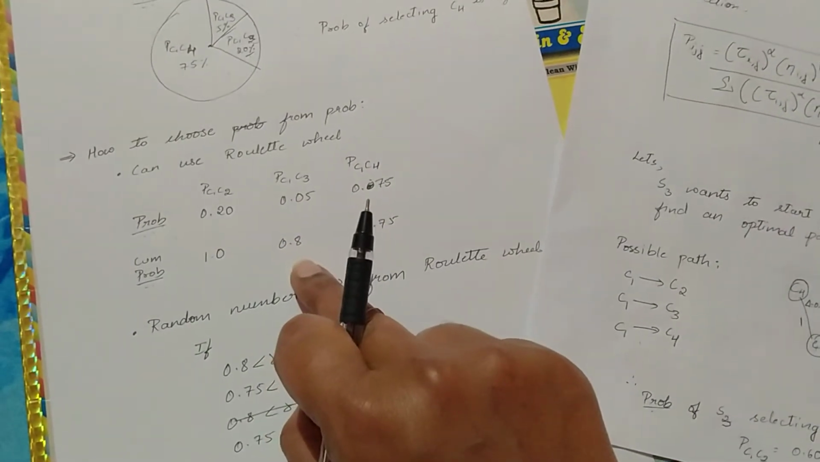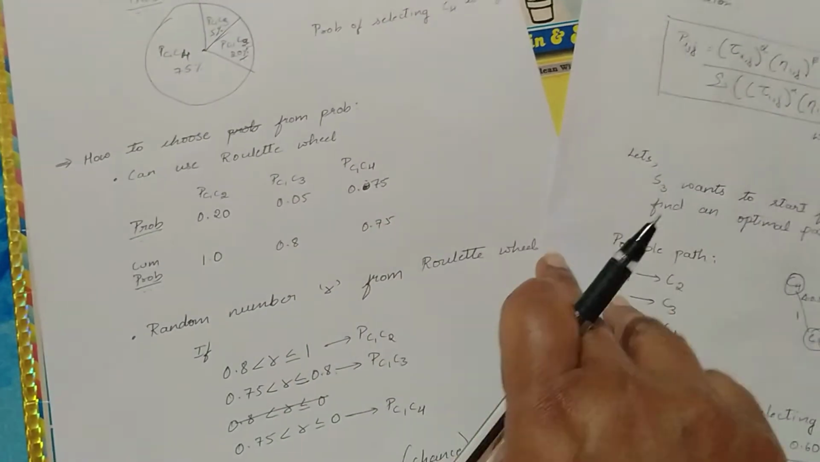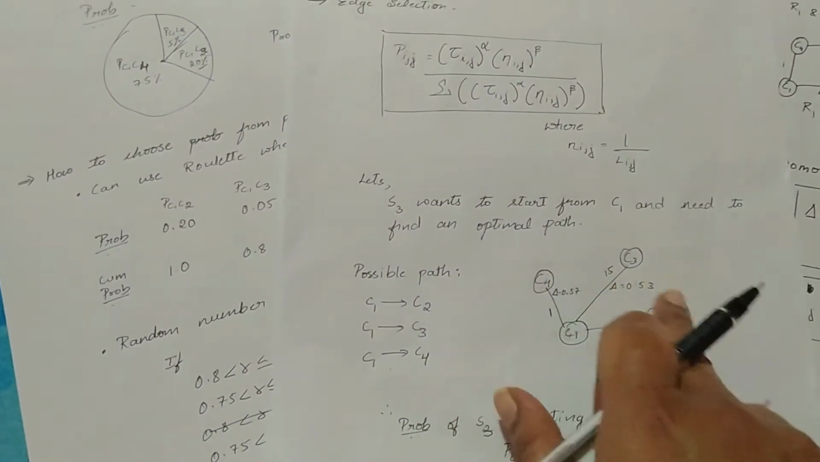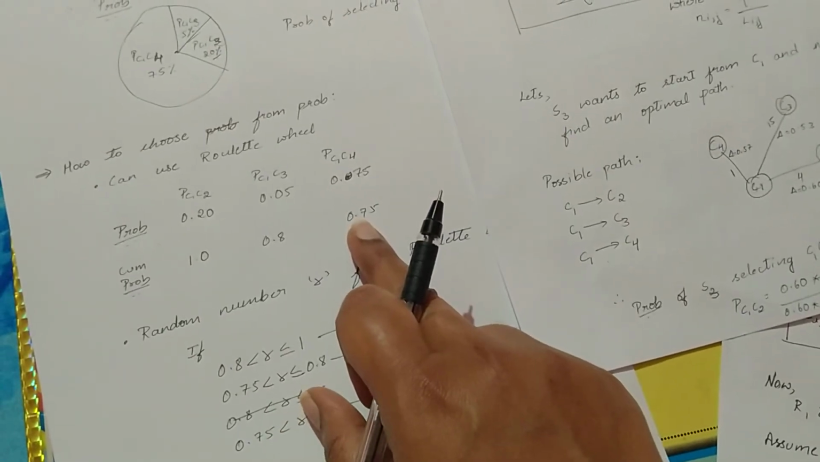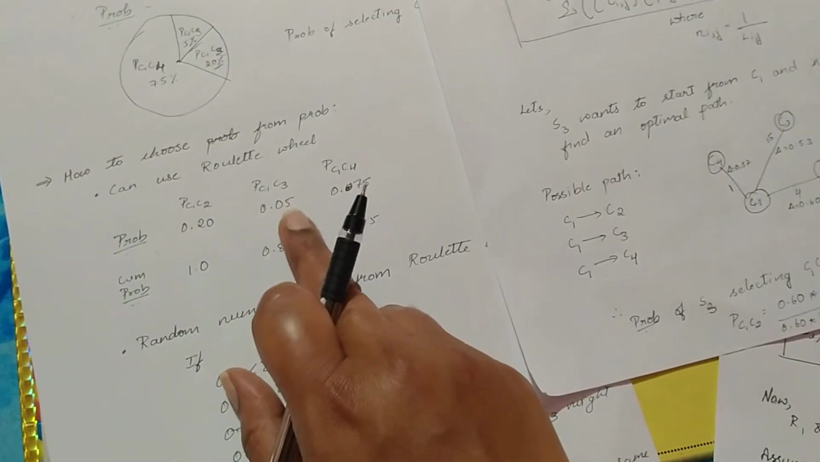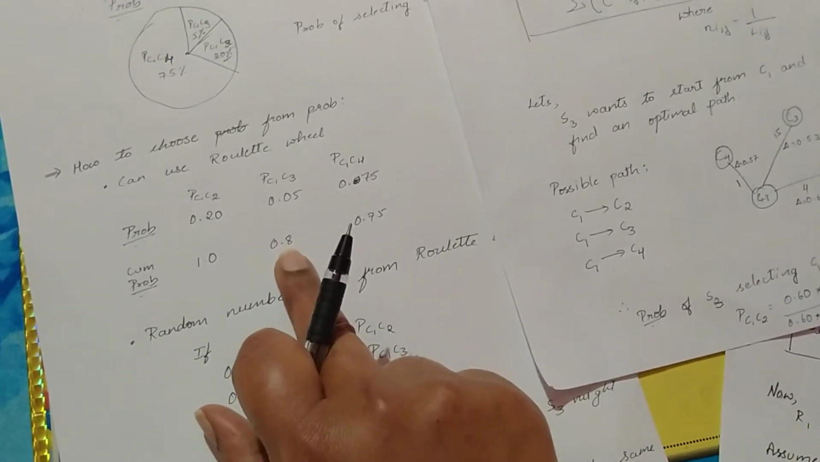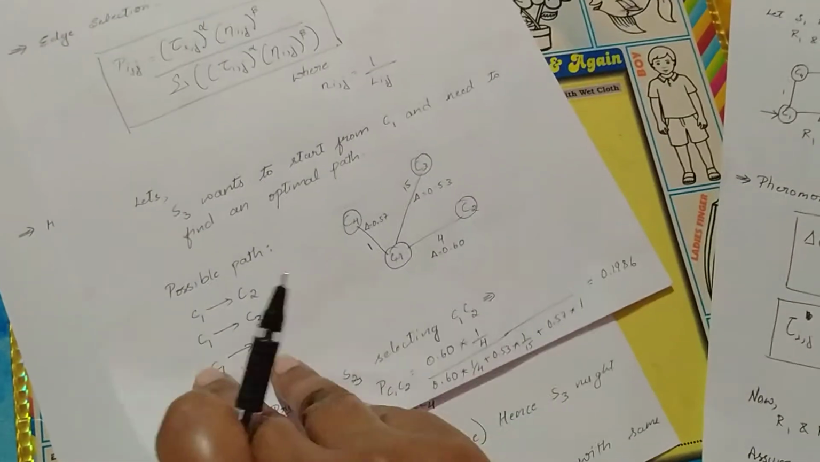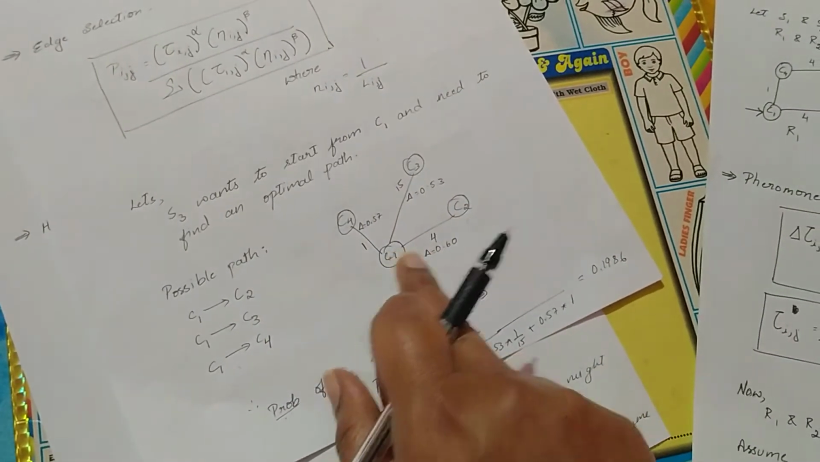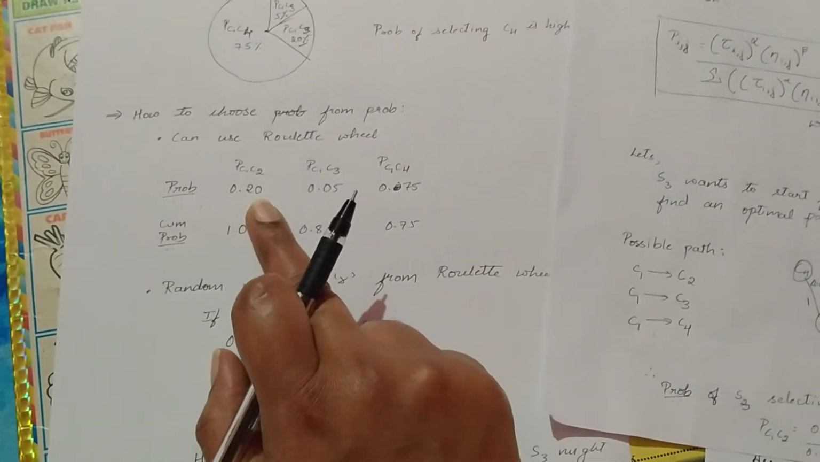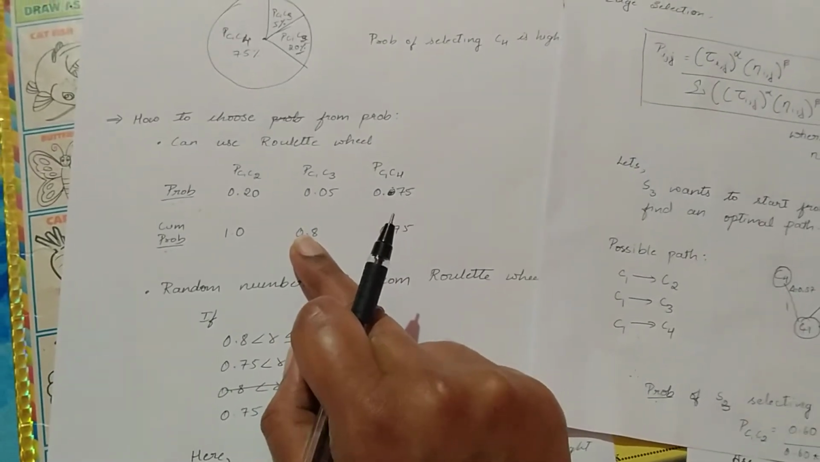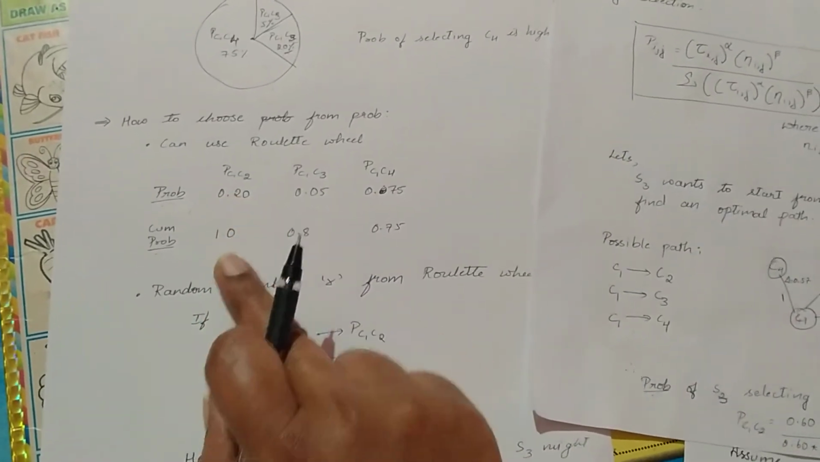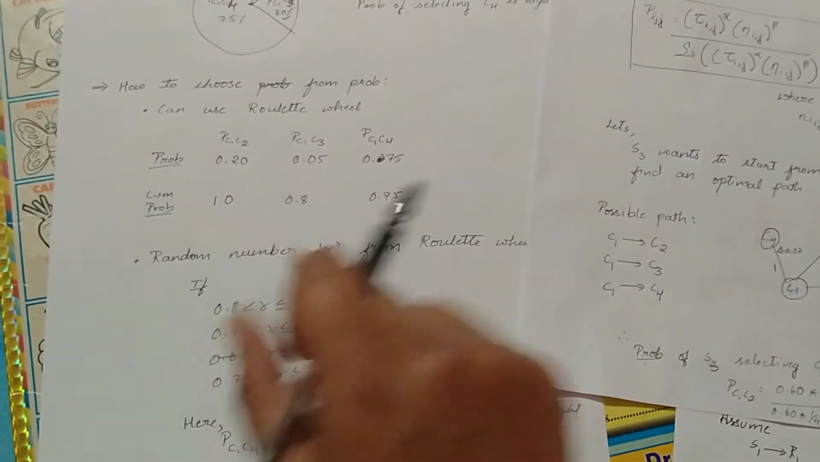In cumulative, you add the previous path's value to this path and make it a new probability. That is, the previous probability was 0.75 and I add 0.05, so it becomes 0.8. Similarly, in clockwise order, the next edge is C1 and C2, which is 0.20. I add this to the previous cumulative probability: 0.8 plus 0.20 will be 1.0. So this is how it goes.